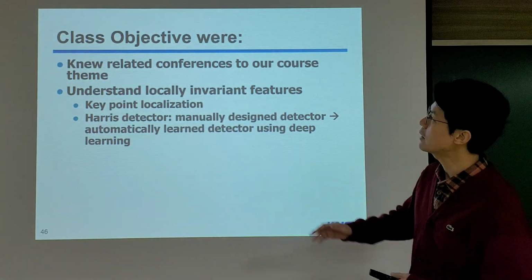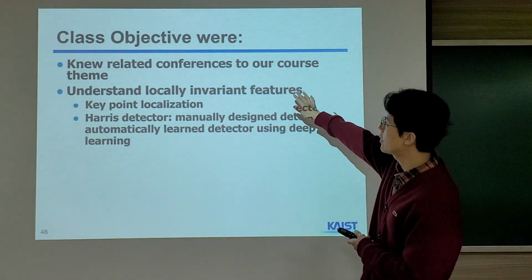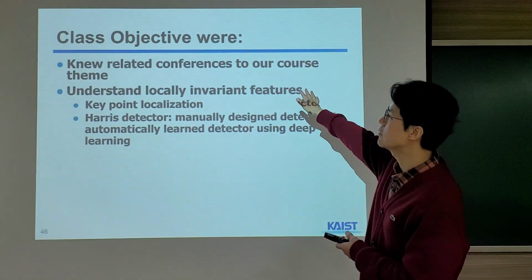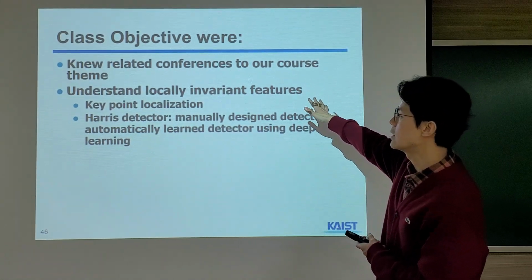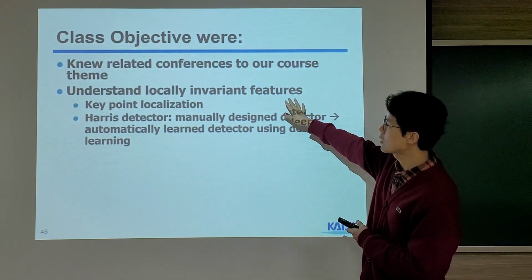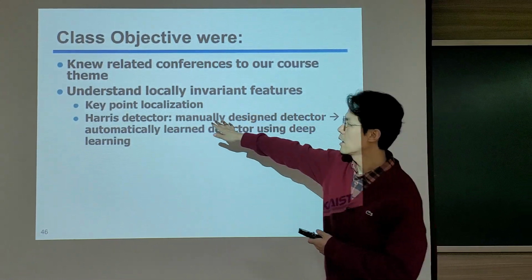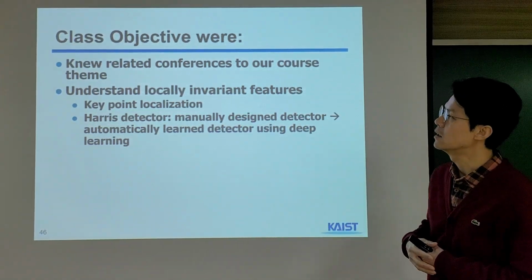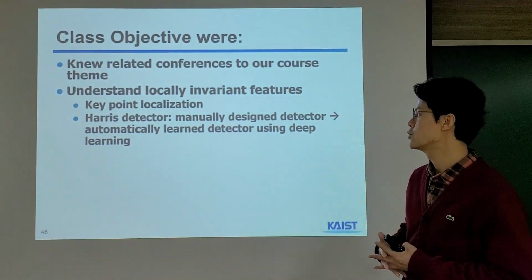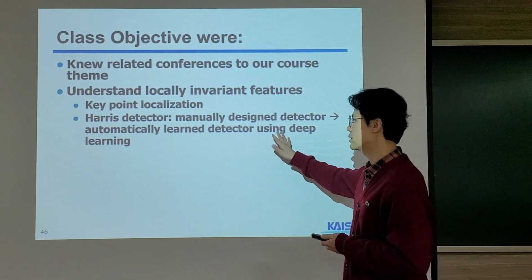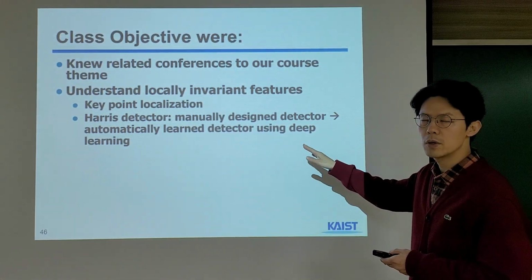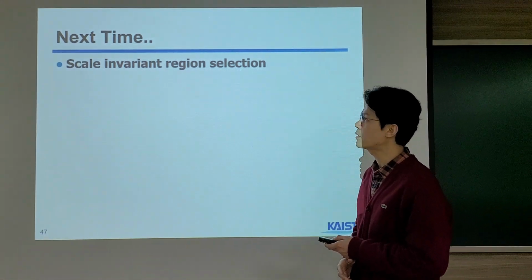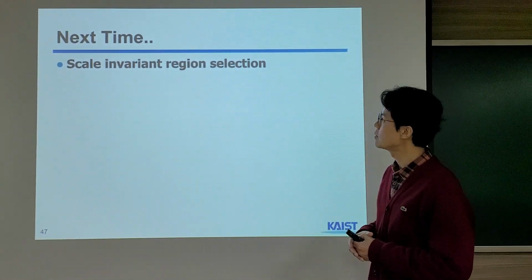So these are some of the main material that I talked about. I briefly talked about some of the related conferences so that you can find some of the papers along the course theme of the lecture. I wish that by now you can understand locally invariant features. We also talked about the Harris corner detector, basically a manually designed detector. Recently, obviously, we automatically learn the detector using deep learning, which we will talk about later on.